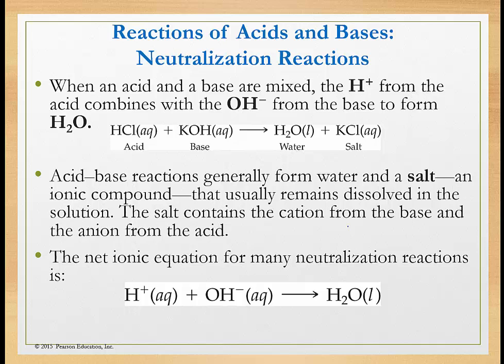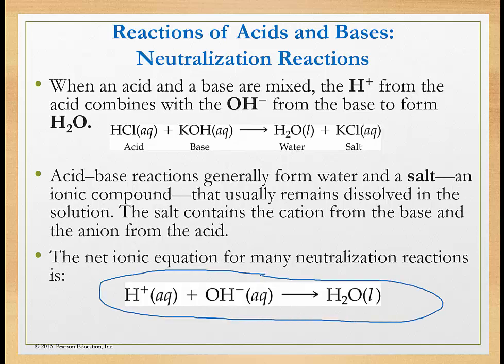So the ionic compound, the salt that's formed, remains dissolved in solution. So the salt contains the cation and anion that come together, but if we look at the net ionic equation, the salt that's formed involves spectator ions. Nothing's happening with those. The net ionic equation ends up being this for many neutralization reactions. Now, it's dependent on some various conditions that have to occur, but you will get this reaction going on with a neutralization. You may have other things going on as well. H plus OH minus yields H2O. We looked at this briefly in a previous chapter.